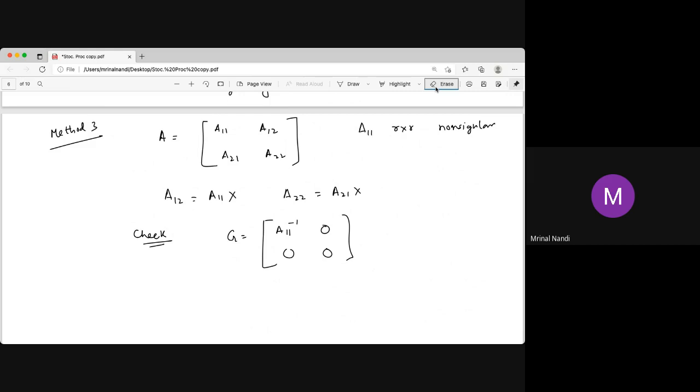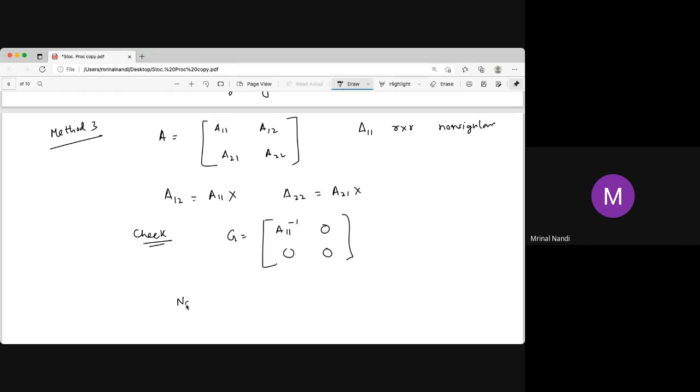But to prove that G is a G inverse, that needs something. So you have to say that A12, A21, A22 exist. You don't need to find them to find G. So the theoretical part and the computational part are different aspects. You can check that this is a G inverse of A.